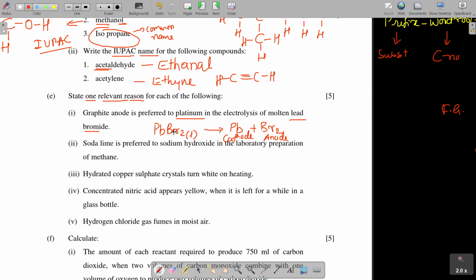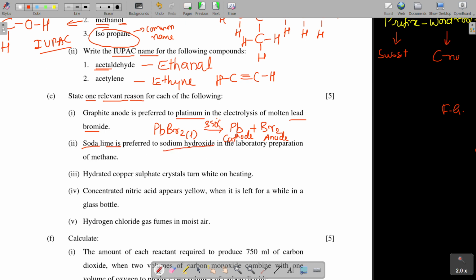If you use platinum, because of the higher temperature, I think it may be around 350 degrees Celsius, I'm not sure, if I'm wrong please correct it, the platinum will react with bromine, and we may not get the bromine. If you use graphite, it will not react with the bromine. So the graphite rods remain unaffected by the highly reactive bromine vapor compared to the platinum. That should be your reason.